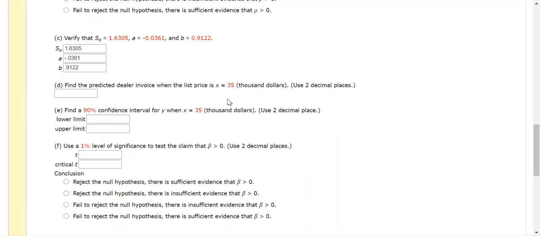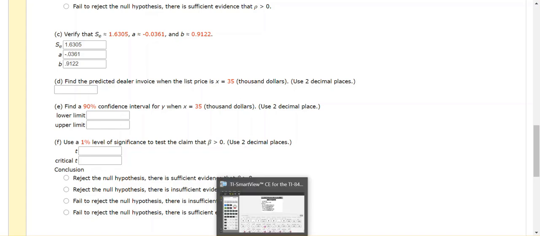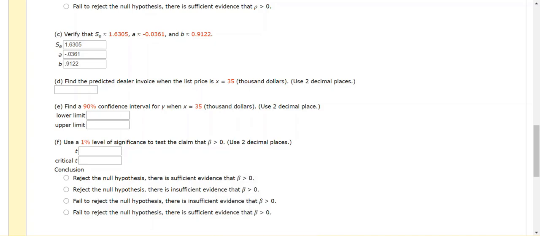So we verified that. And then it says find the predicted dealer invoice when the list price is $35,000. So when X equals 35, that's what we have to put in. So how do we do that? Well, we just type that X into our equation.